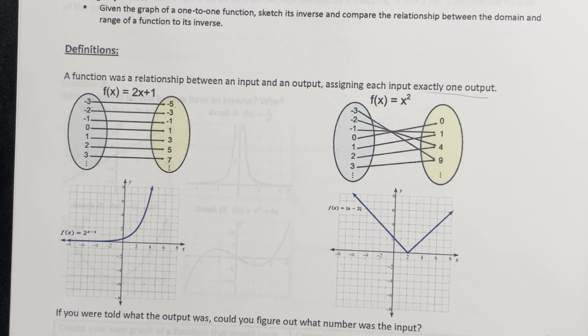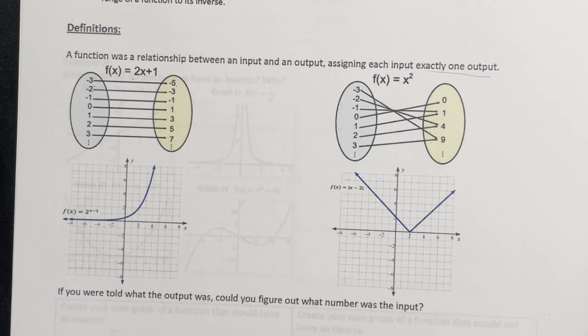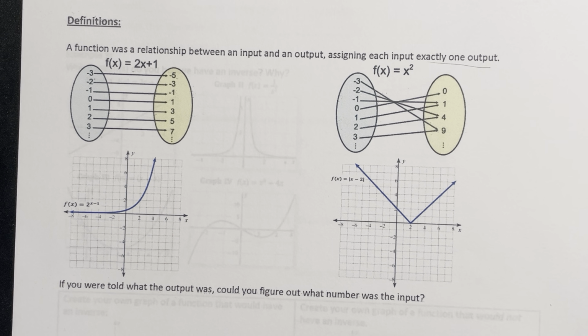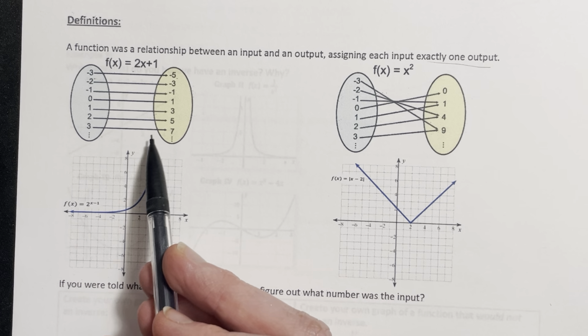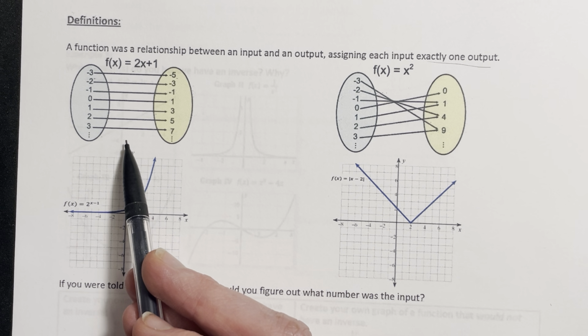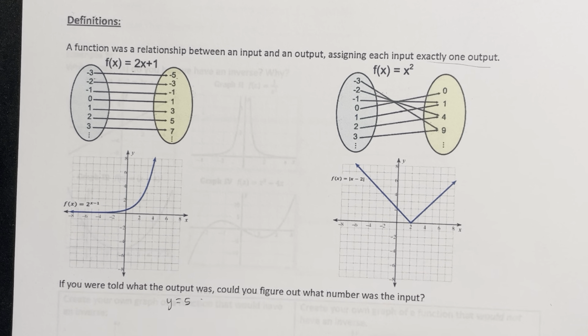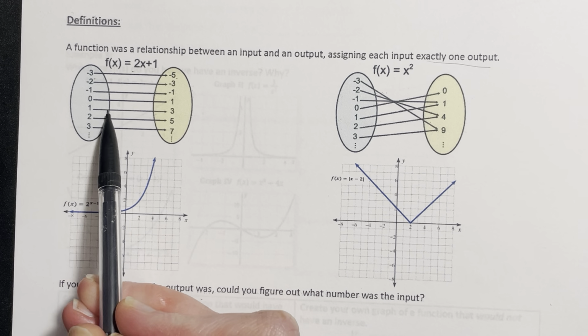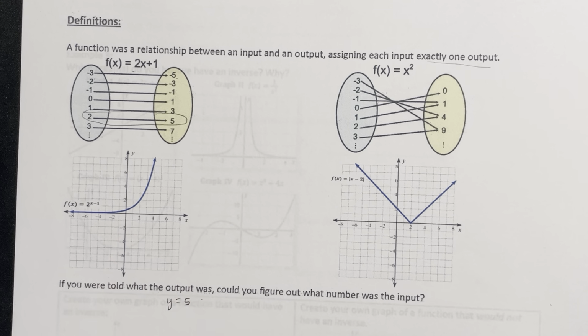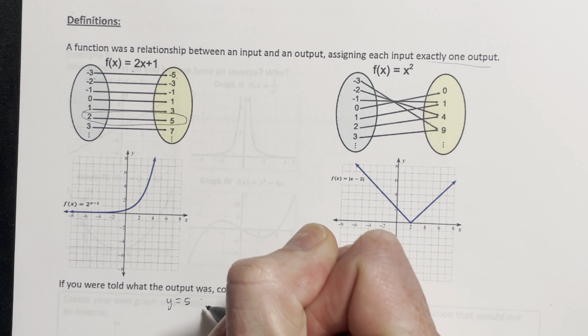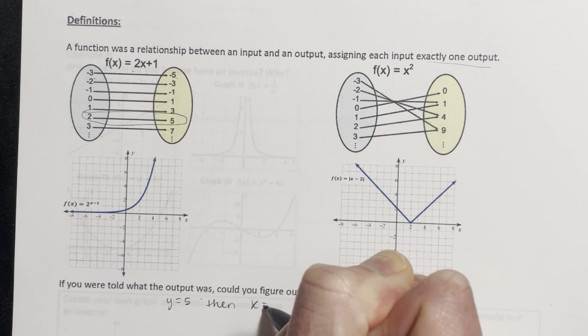The inverse of a function would be going the opposite way. So we would want to ask ourselves, if we were told what the output was, could we figure out what number was the input? Let's look at that first function mapping. So this first function, if I was told that the output was y equals 5, we could figure out and infer automatically that the input had to be 2. So we would say then x has to be 2.